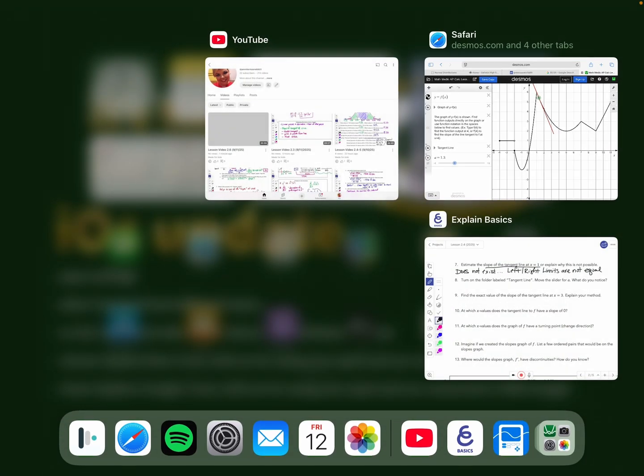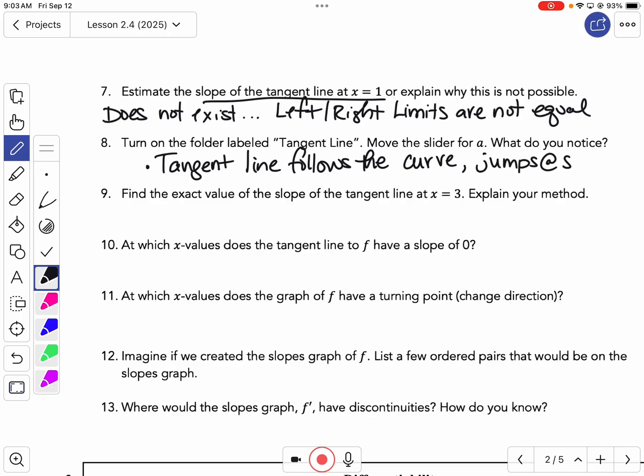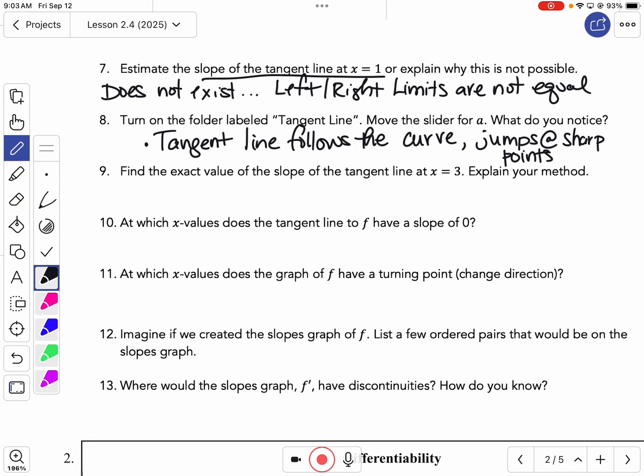Okay, so that being said, the tangent line follows the curve, but it jumps at the sharp points. And that's going to be important, I think.